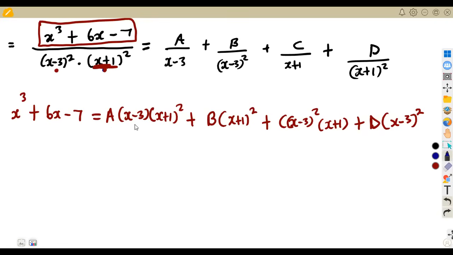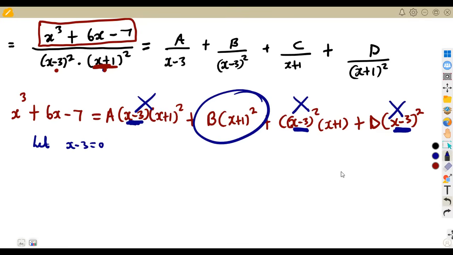All right, so let us start with the bracket of x minus 3. We can see it here. We can also see it here. We can also see it here. We do not have it only on this part. So if we let this bracket of x minus 3 be equal to 0, it means we have eliminated this part, this part, and this part. We are just left with B into x plus 1 squared.